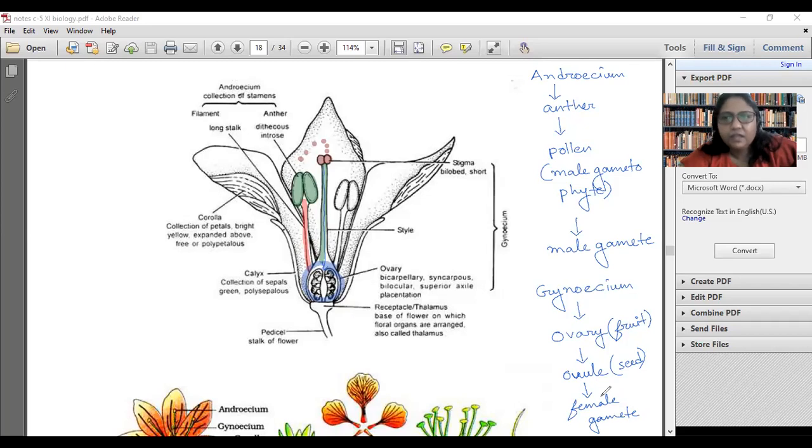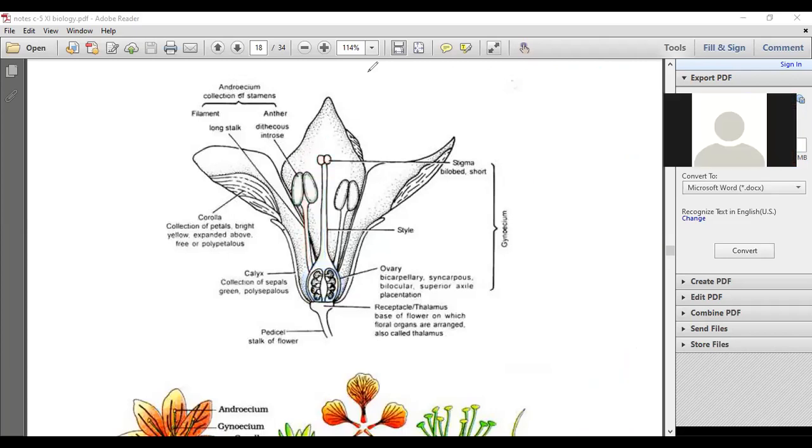Okay. Now, another thing I wish to mention, which is very important: flowers can be unisexual as well as bisexual. You need to understand, a plant can be monoecious or dioecious. Have you ever heard about these words, monoecious, dioecious, beta? Yes, ma'am.